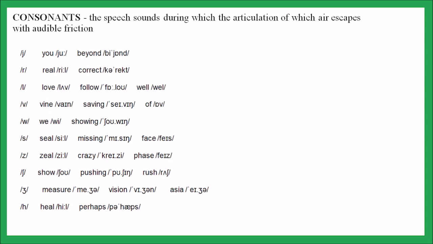Then Y, R, L. L sound as in love. So here again there is a dark form. The L sometimes can be pronounced as dark L as in follow. It is not a light L, it is the dark L sound. So that letter L can be pronounced also as dark L. Love, follow, well. So Y, R, L, then comes V.